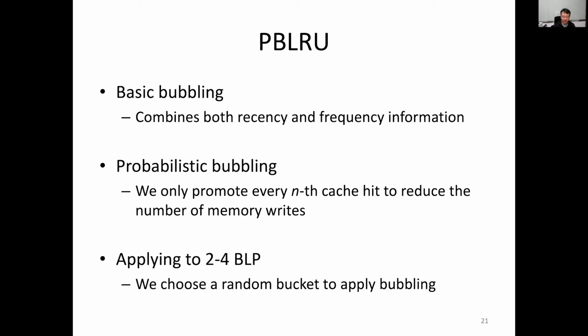Another issue to apply the PBLRU to BLP is that PBLRU only works within a single bucket, right? And when you use BLP, each key can be mapped to two consecutive buckets. So when we try to find a victim, you will have two different candidate buckets, right? To address this issue, instead of doing more complicated computation, we simply use a random bucket to apply bubbling if the key is missed from the bucket.